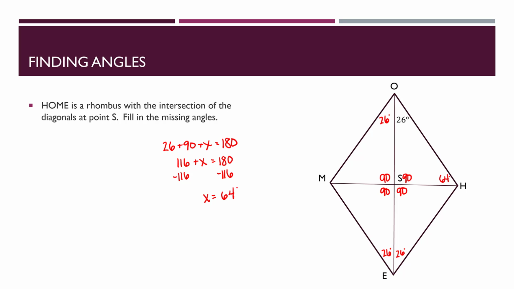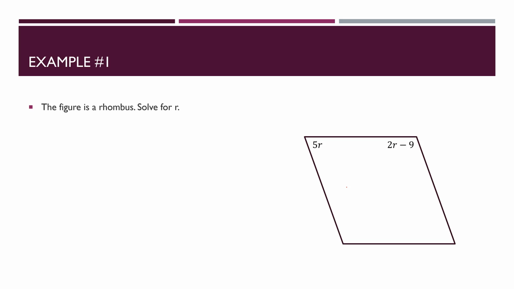And we're going to repeat that whole process with our bisecting angles. So if this top one is 64, the bottom is also 64 because the whole angle H is being bisected or cut perfectly in half. And then that's also going to come over here to M and be 64 degrees. So those are just how we would go about finding the angles of a rhombus when we have all the diagonals drawn in there. Let's do a few examples where we're going to be solving for our variables.